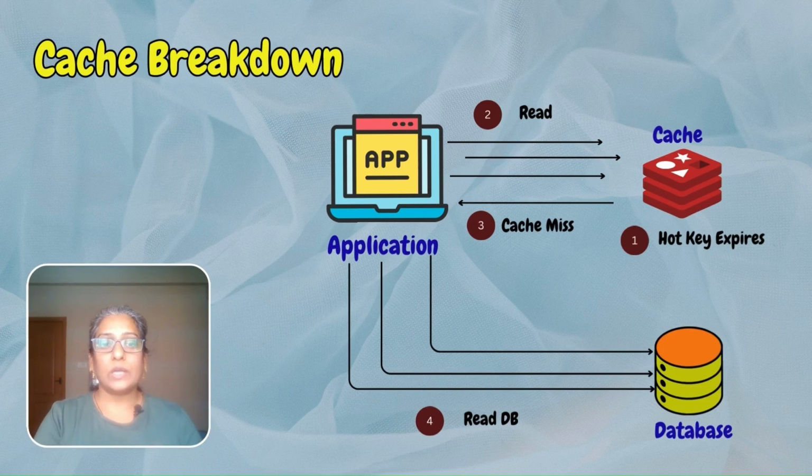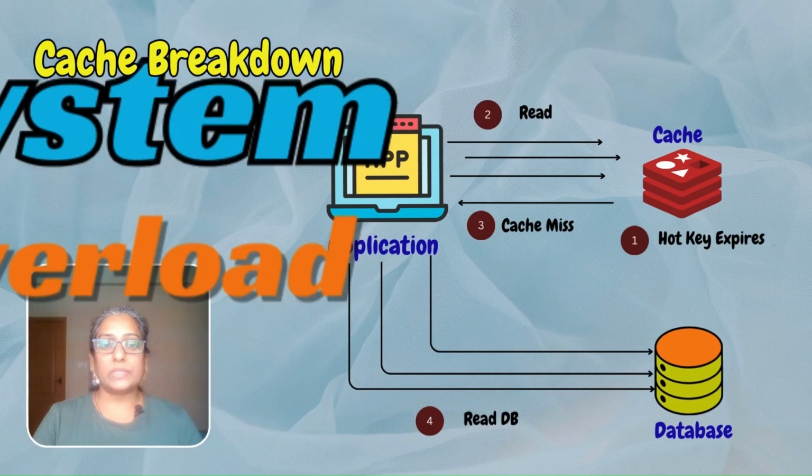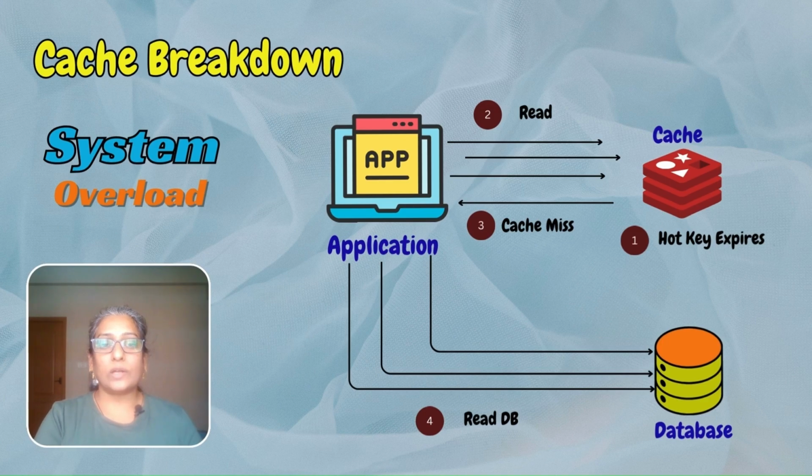The cache breakdown problem is similar to the thundering herd problem. It happens when a hot key expires. A large number of requests then directly hit the database, overwhelming the system. Since hot keys make up 80% of the queries, a solution to this problem is not to set an expiration time for them.